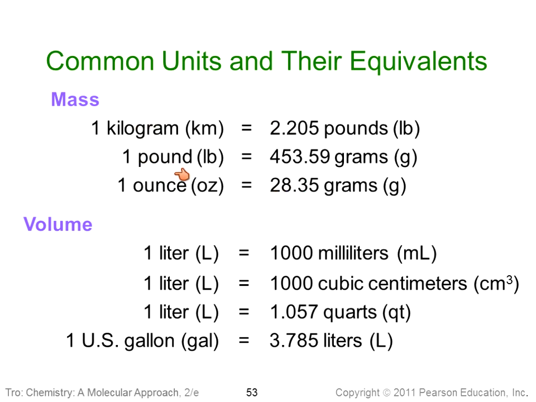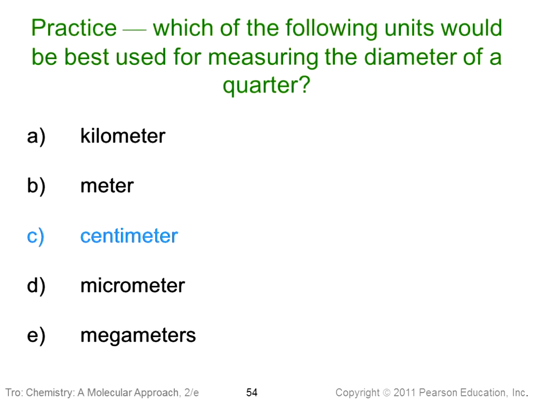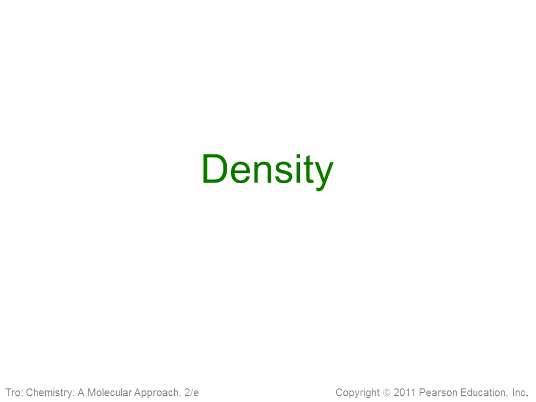Mass, 1 pound, 453 grams, and the volume conversions. So you don't need to memorize all these, they're just showing you the different ones. Okay, in here, which of the following is best for the diameter of a quarter? Probably the centimeter.